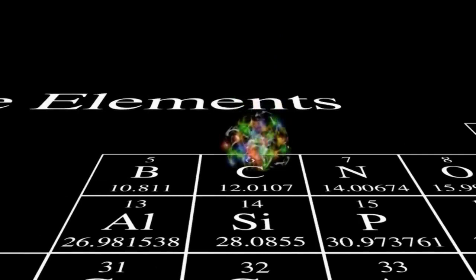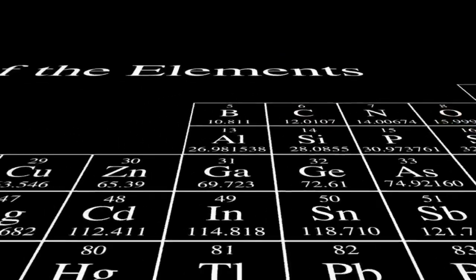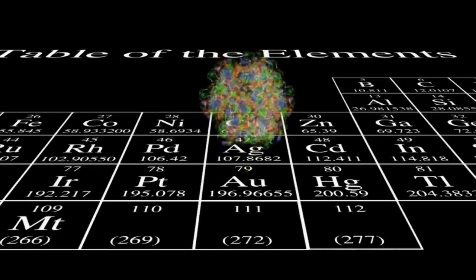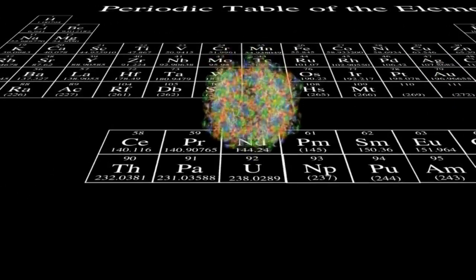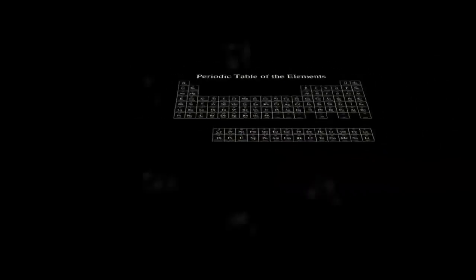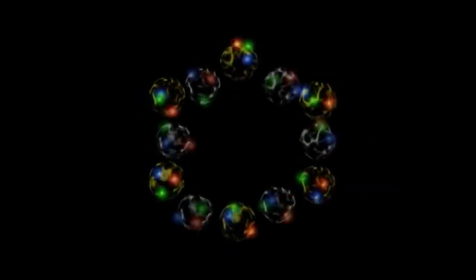Six, carbon. 8, oxygen. 79 is gold. And 92, uranium. Neutrons help hold the protons together. Because of their electric charge, protons would repel each other more strongly if neutrons were not present, and the heavier elements would come apart. There are approximately as many neutrons in each element as there are protons.